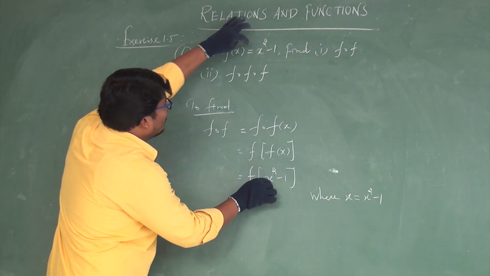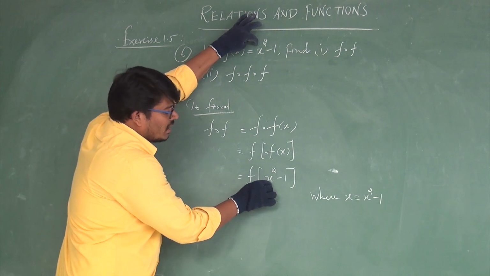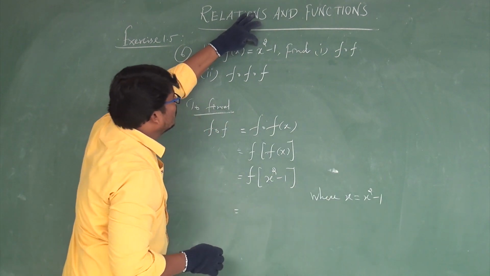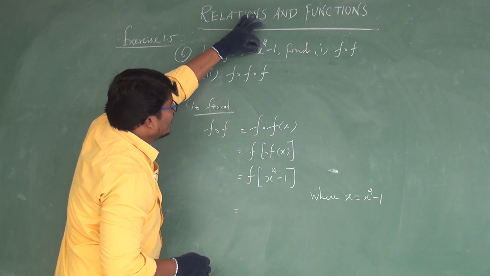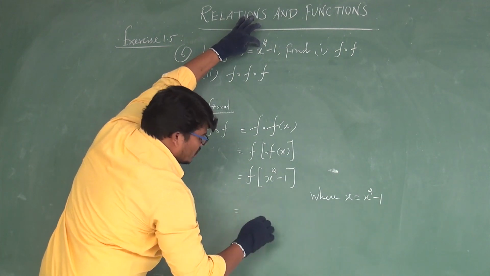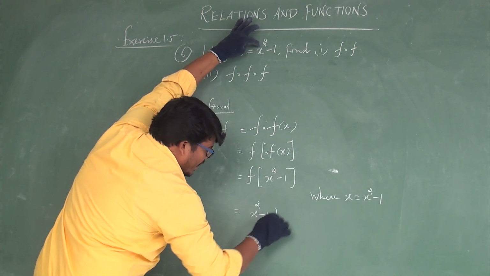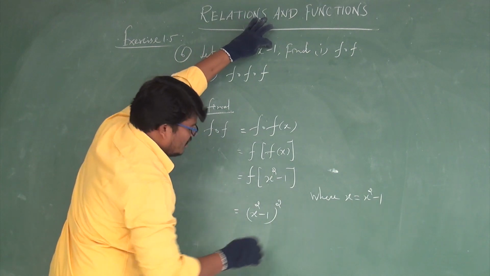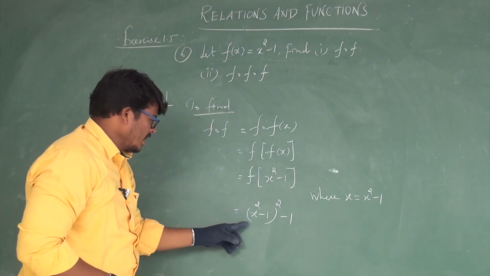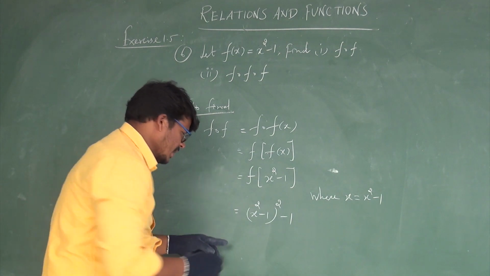f of x is given. f of x is x square minus 1. Now substitute the value: x is x square minus 1. Substitute in this one. Here x is x square minus 1, so we get (x square minus 1) whole square minus 1.